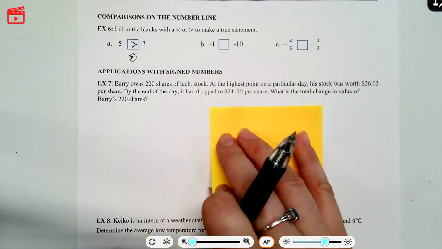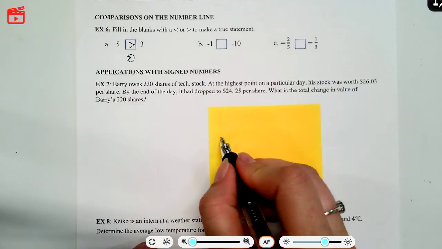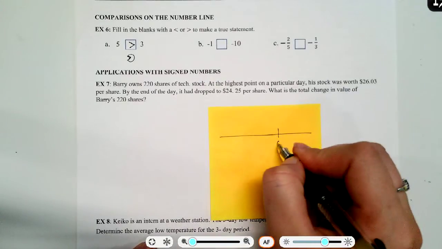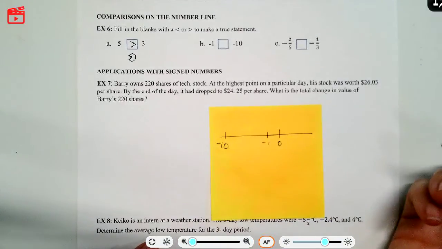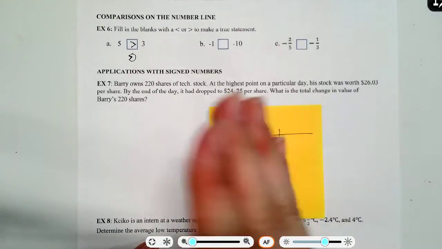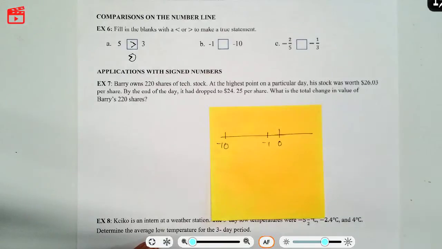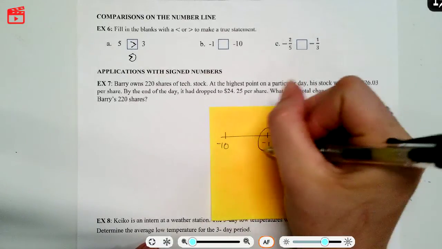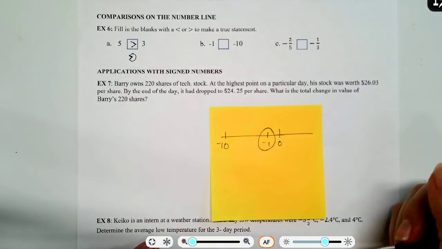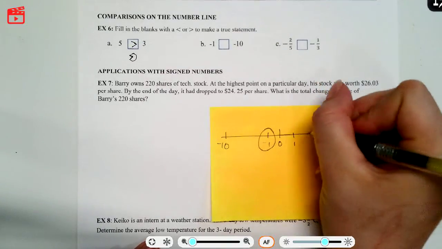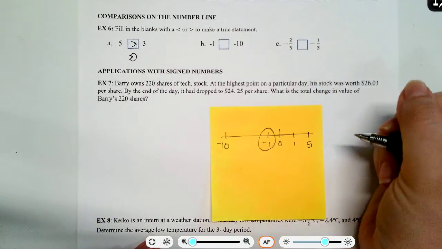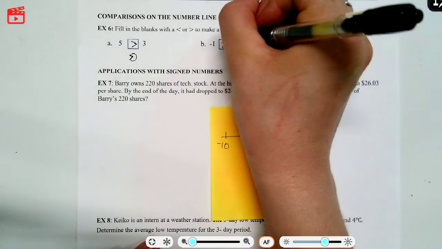All right, negative 1 and negative 10. Which one's bigger? Well, let's look at the number line. Here's 0, there's negative 1, and there's negative 10. Which one is bigger? Well, remember, anything to the right on the number line is the larger number. So technically, negative 1 is the larger number, because anything to the right is the larger number. Remember, if you have 1 and 5, 5 is the larger number.